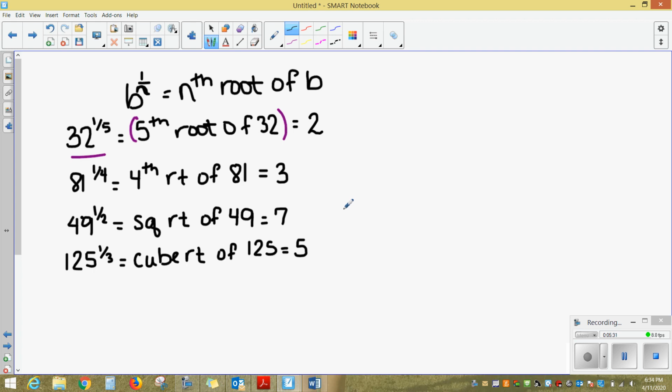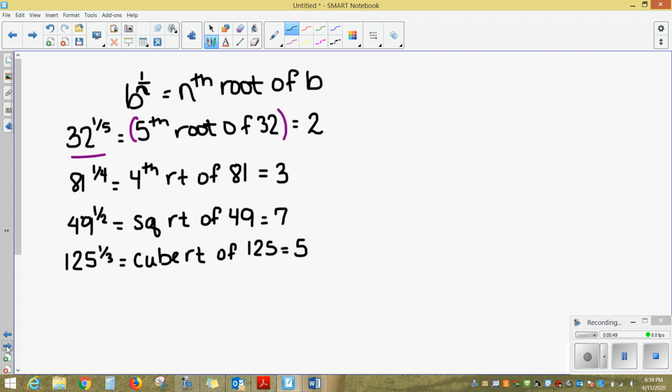So the first part of section 7.2 is just getting familiar with these exponents and understanding what the fraction up in the exponent place is asking you to find. That denominator is asking you to find the root.